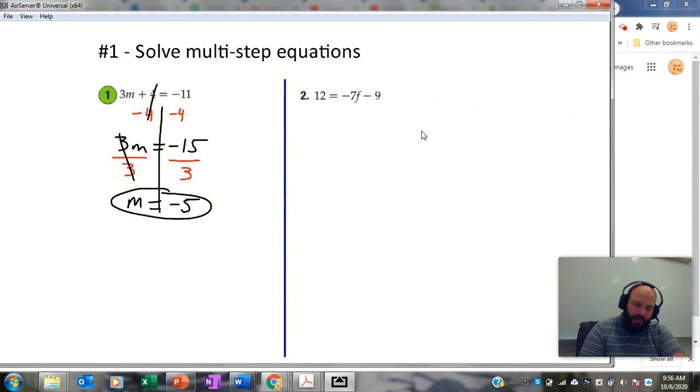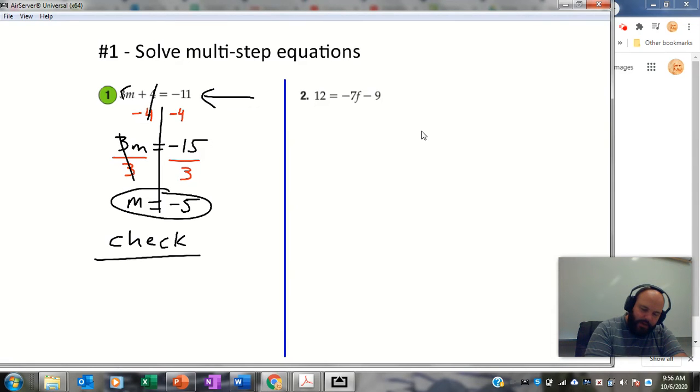Okay. Now, if I wanted to check this, I'm going to write check. I'm going to write the original equation that you see up here, this 3m plus 4 equals negative 11. But in place of this m that I circled, I'm going to put our answer, negative 5. So watch how I do this. I'm going to write 3 times negative 5 plus 4 equals negative 11.